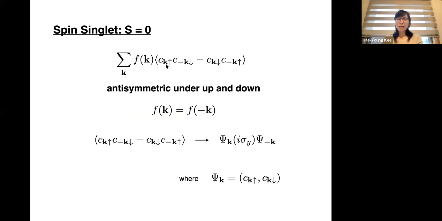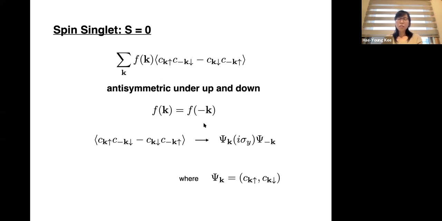And because it's anti-symmetric between up and down, coming from the fermionic nature, this form factor f of k, which we often call the pairing symmetry, like f(k) equal to 1, will be an s-wave. f(k) having cos kx minus cos ky, we call that d-wave. So this form factor f(k) has to be even under k going to minus k. So we call that even parity.